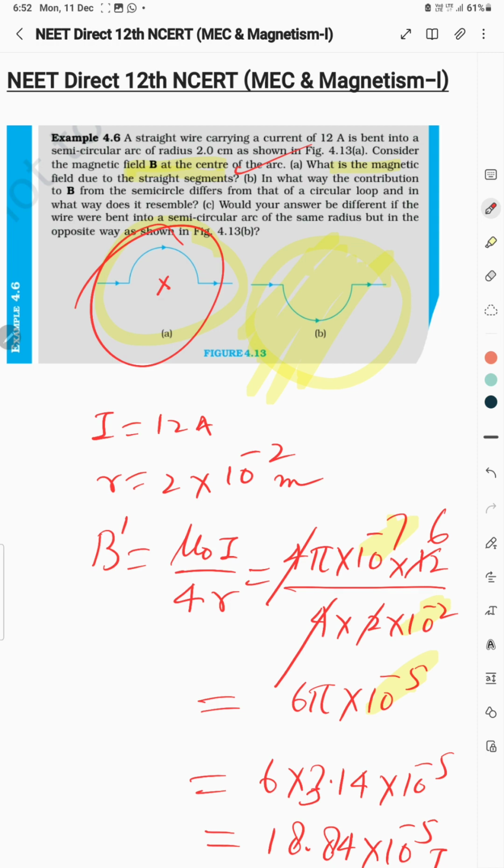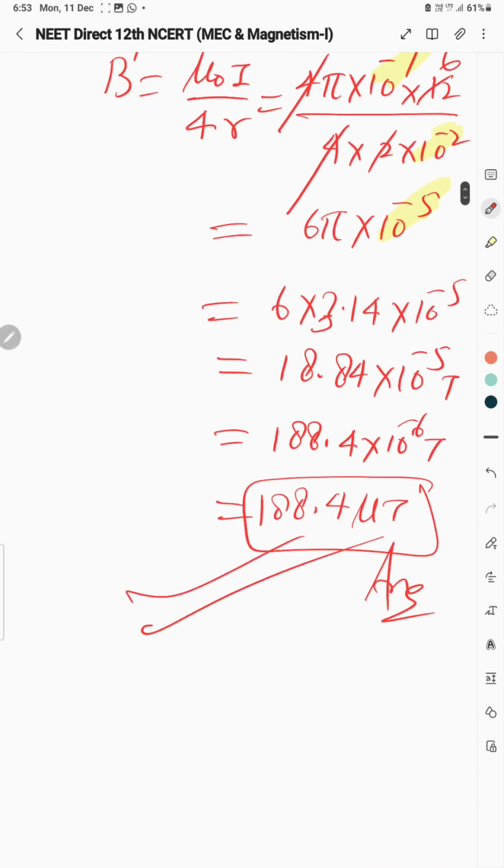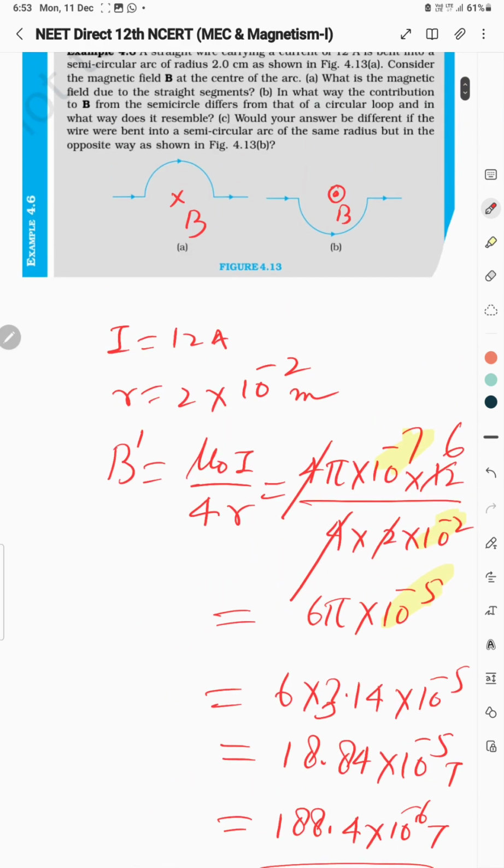मैं यहाँ क्रॉस लगा देता हूँ. क्रॉस का मतलब होता है inward into the plane of the paper, जबकि इसका है डॉट. Dot means outward from the plane of the paper. In short, इसका क्रॉस है B और इसका डॉट है B. Dot means coming outward from the plane of the paper और क्रॉस का मतलब inward. बस इतना फर्क आएगा. Strength of the field इतनी रहेगी जितनी हमने अभी derive की है.